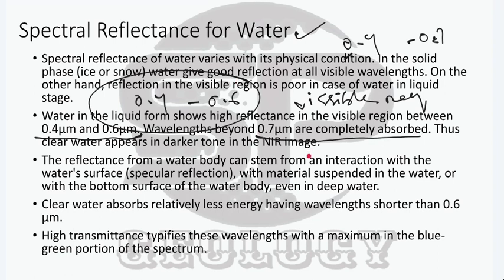0.7 micrometer is completely absorbed. Which wavelength is 0.7 micrometer? Red. So red is completely absorbed. That's why water appears blue. But over 0.6, everything is absorbed. So that's why in a NIR image, near infrared image, water appears pure dark. Vegetation appears red, and water appears dark. If you see one satellite image, like a resourcesat image, you can see there the rivers are darker.